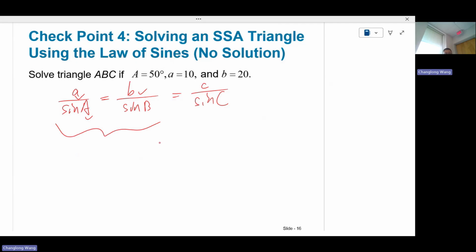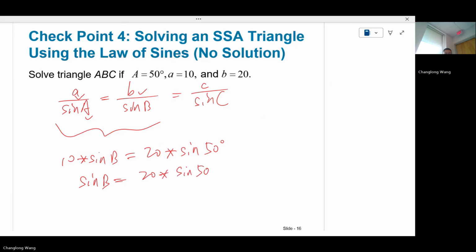And let's do cross multiplication, or we'll plug in the numbers. So little a is 10. 10 times sine of B equals little b, which is 20, times sine of A, which is 50 degrees. Right? You're going to get sine B isolated, which is 20 times sine of 50 degrees over 10, right? So can you guys tell me how much sine B is equal to just by plugging this into the calculator? Make sure you're in degree mode.